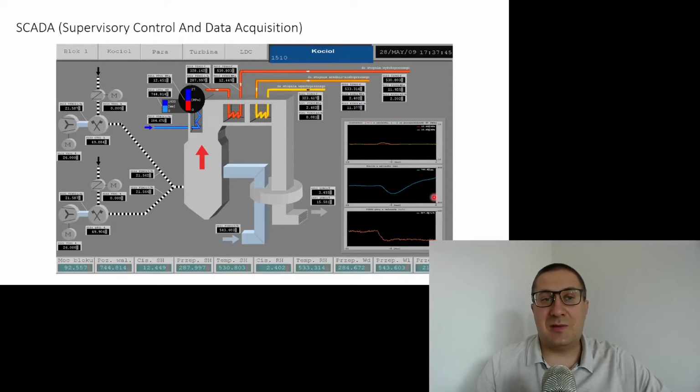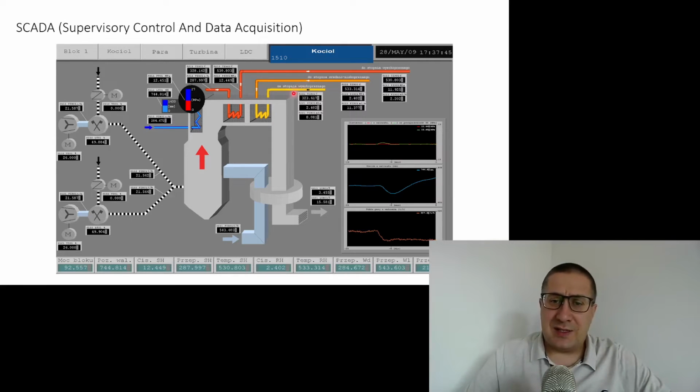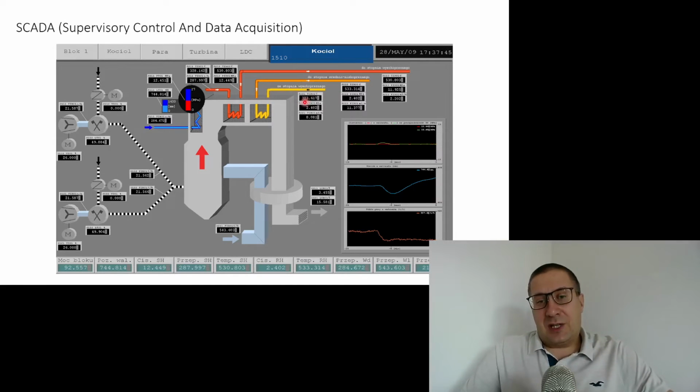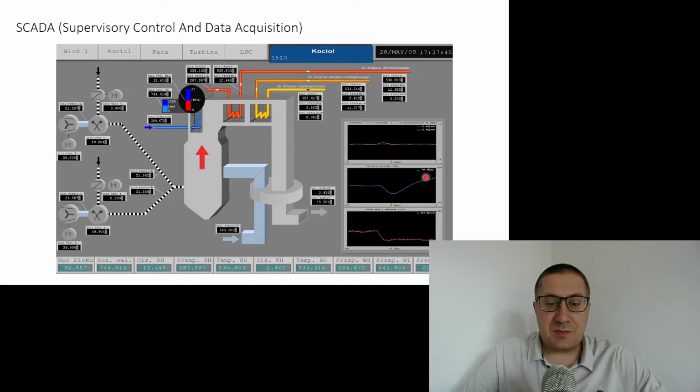This is an example of the SCADA system. Sorry, it's in Polish, but here you can see, for instance, temperatures of the steam, the flow of the steam, some trends. Here's the trend of the water level in a drum. So yeah, this is how it looks.